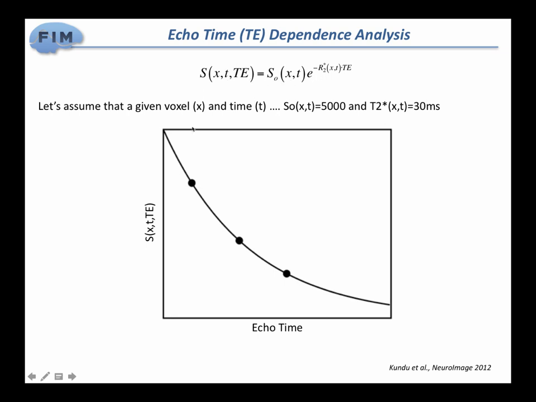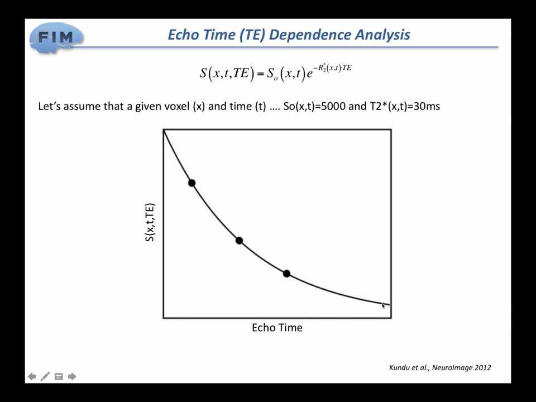Now, at a given time point and a given voxel, let's say our S0 is this amount and our T2 star, which is basically the inverse of that, is this amount, because that's the state of that voxel of the brain at a given moment. If we plot the signal for the different echoes, with echo time on the x-axis and signal here, we would see that the signal decays with this shape. That's just what the math tells you.